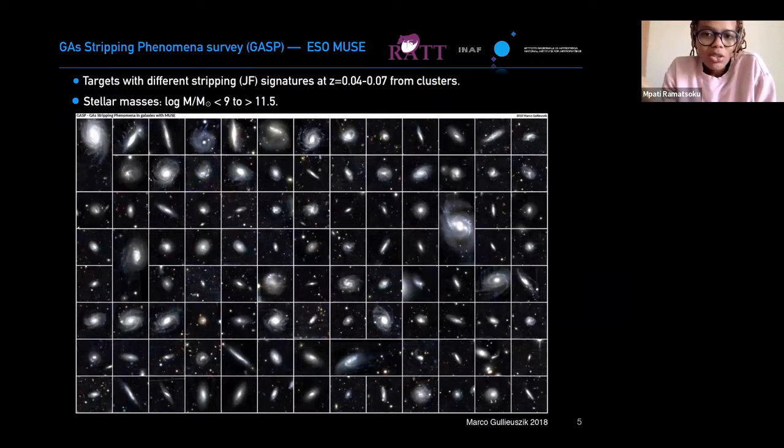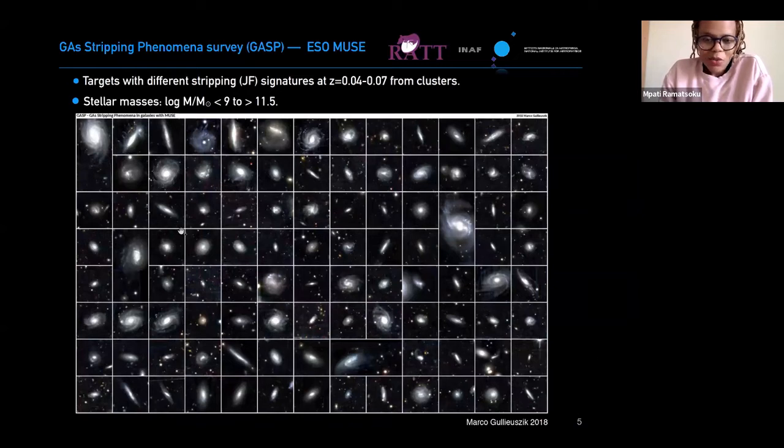So between redshift 0.04 and 0.07, this is a survey led by Bianca Poggianti at the University of Padua, in Italy. The survey targeted galaxies with stellar masses between 10 to the 9 and 10 to the 11.5 solar masses, in large-ish galaxy clusters.